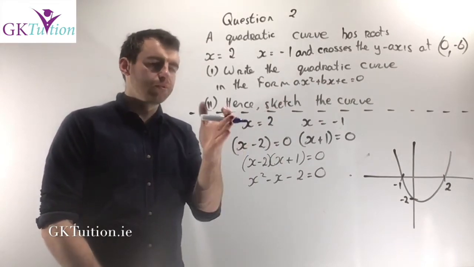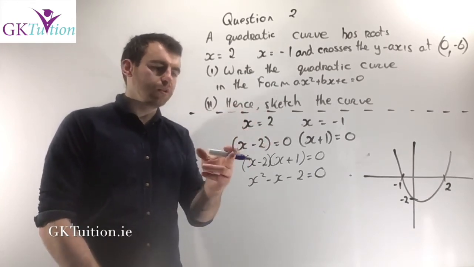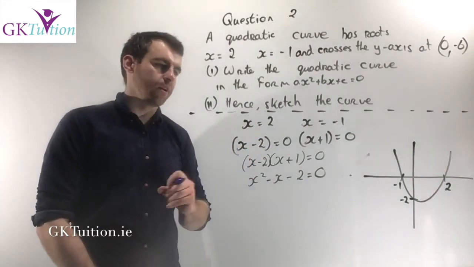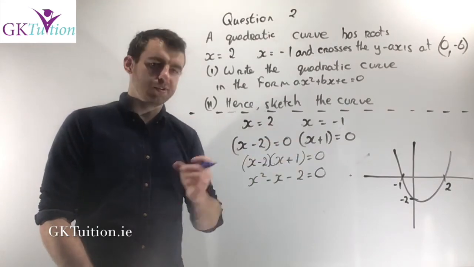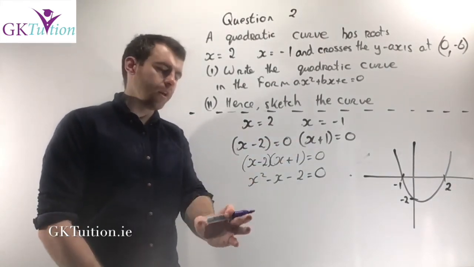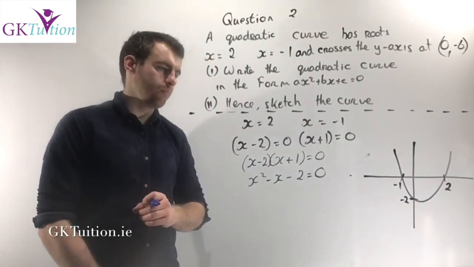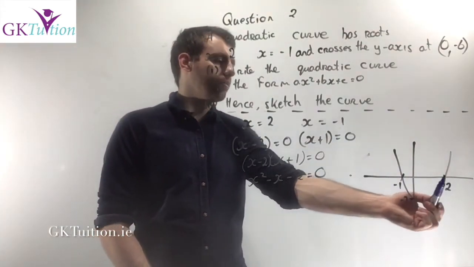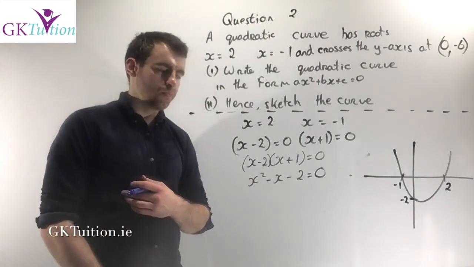If I know the two roots, I can convert the roots into factors. So if x equals 2 is a root, I can convert that into a factor and say that x minus 2 is the factor. If x equals minus 1 is a root, convert it into a factor of x plus 1. And if I multiply the factors by each other, I'll generate the quadratic. So the quadratic I generate from these roots is x squared minus x minus 2. And you'll notice that I've drawn a little sketch of it here. It has roots of minus 1 and of 2, and it crosses the y-axis at minus 2.